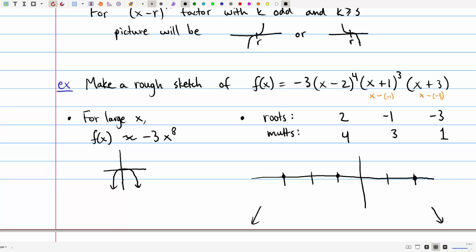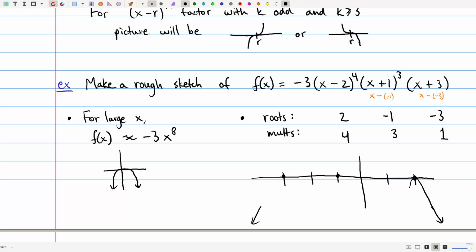What we also know is that the root of 2 has multiplicity 4. So that means that it's going to be either a right side up parabola or a downwards parabola. And to satisfy big idea number 1, for it to be continuous, it needs to be a downwards parabola so that we can connect it up. Secondly, our next root is minus 1. It's good to go through the roots in order. I'm going to go in decreasing order. You could also go in increasing order if you wanted.